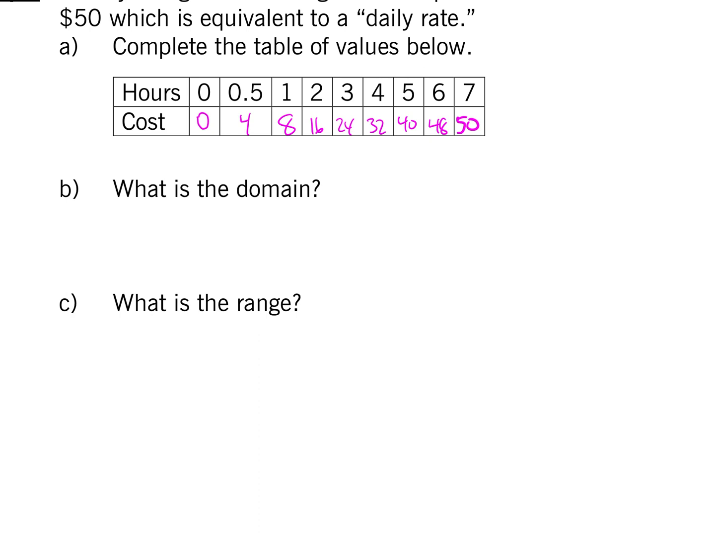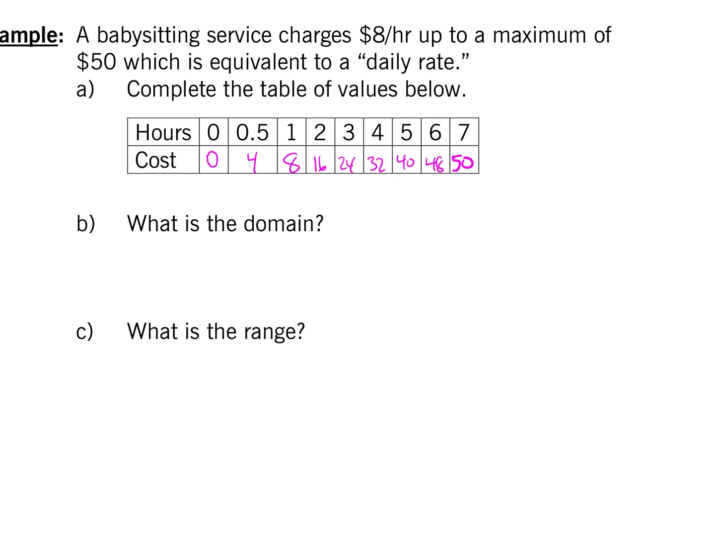To attract more business. So, what's the domain? Now, this is interesting. If we're talking about daily rates, what do you think the maximum is somebody can babysit a child for in a day? 24 hours. So we would say 0 to 24 would be the domain.